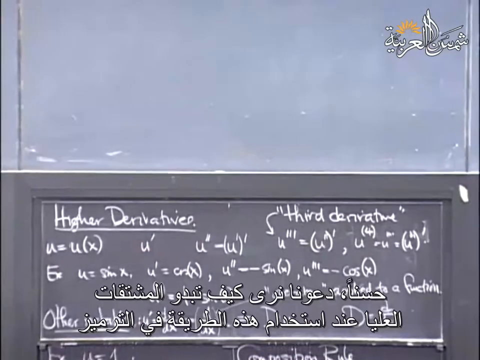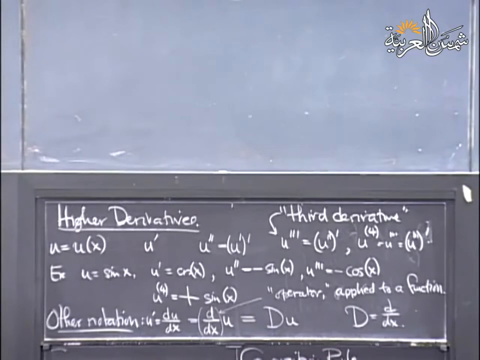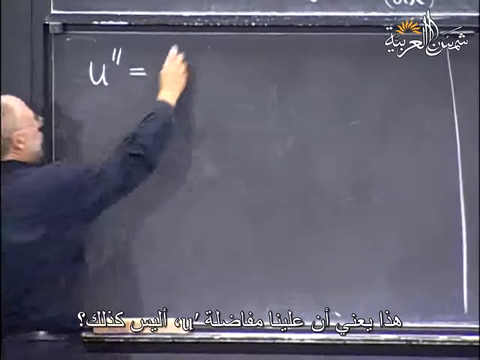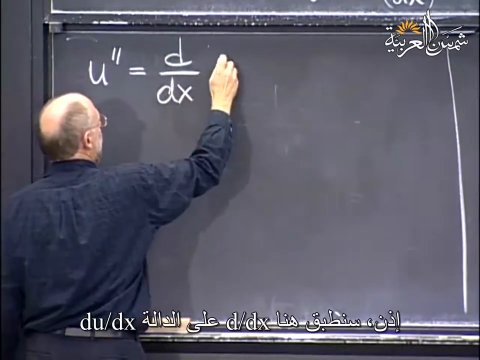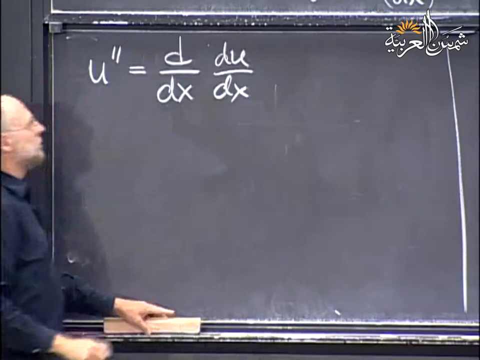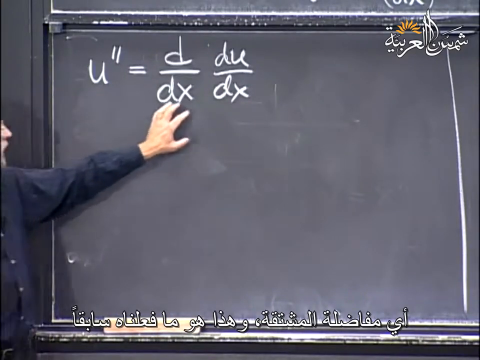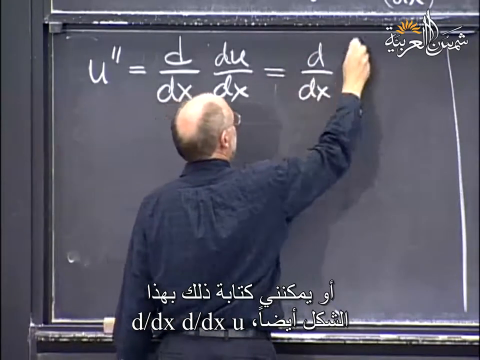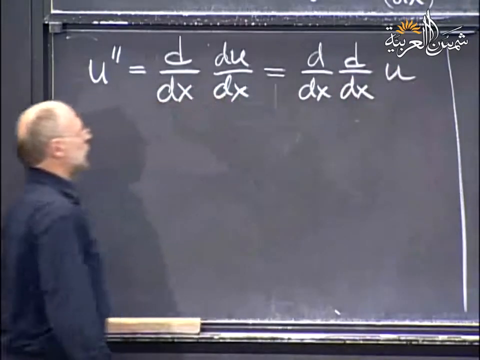So in terms of that notation, let's see. Let's write down what higher derivatives look like. That's what u prime is. How about u prime prime? Let's write that in terms of the ddx notation. Well, I'm supposed to differentiate u prime, right? So that's ddx applied to the function du dx. Differentiate the derivative. That's what I've done. Or I could write that as ddx applied to ddx applied to u, just pulling that u outside.